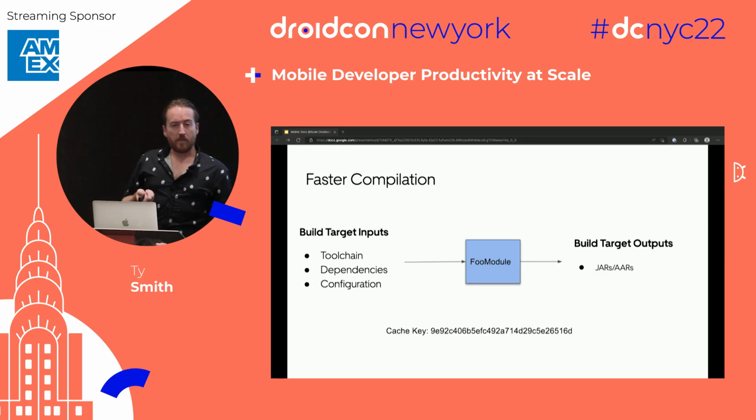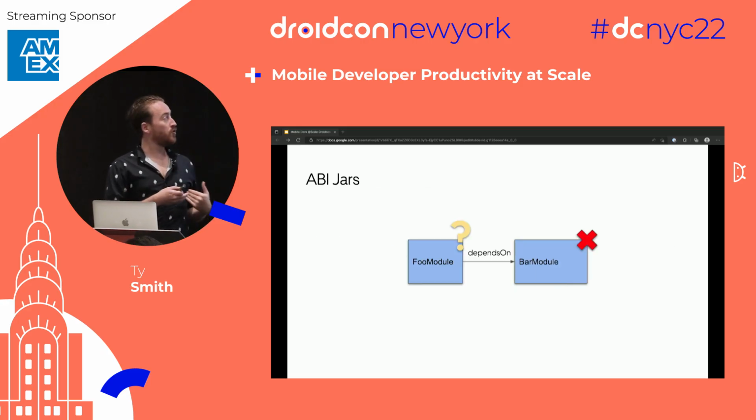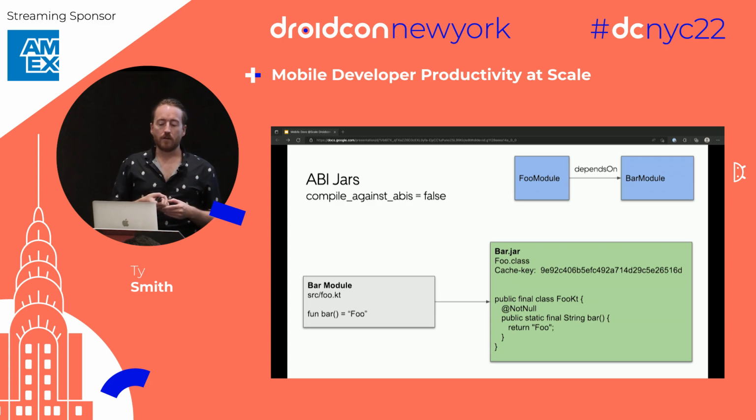Now, the other concept I mentioned we need to understand is ABI jars. So if I have foo module and I have bar module, and foo depends on bar, and I make a change in bar, do I need to rebuild foo? Well, the answer is it depends, right? Actually, let's take a step back for a minute. We'll explain what we're doing here and then how ABI jars help with this.